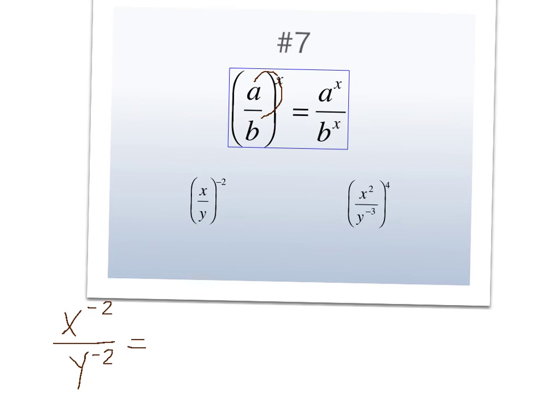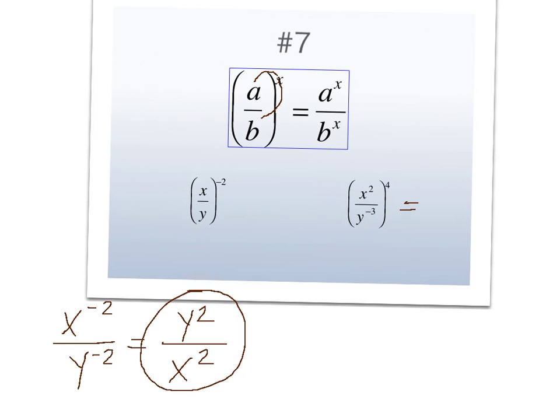We know negative exponents we can't have in our answers. We can use our upstairs downstairs theory. X to the negative second upstairs can become x to the second downstairs. Same thing with the y. Y to the negative second downstairs can become y to the positive second upstairs. Your final answer is y squared over x squared.